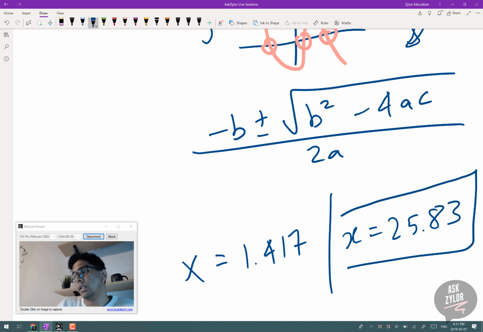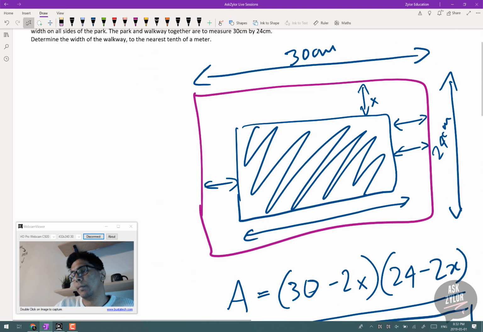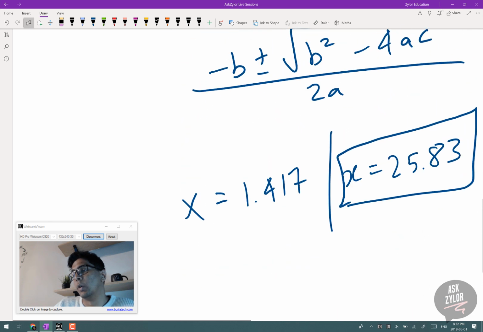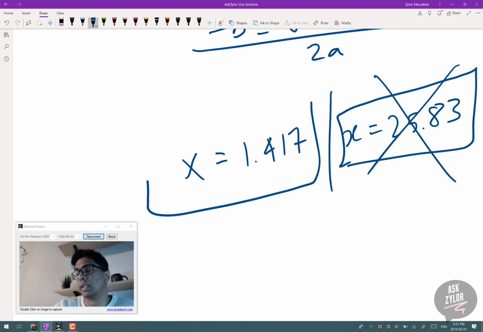Can my x be this big? No, because the maximum length is just 30. Right, so my x can't be bigger than one of the widths, one of the sides of the dimensions of the park itself. So I'm not going to account for that, and I'm only going to say the width is going to be 1.417 meters.